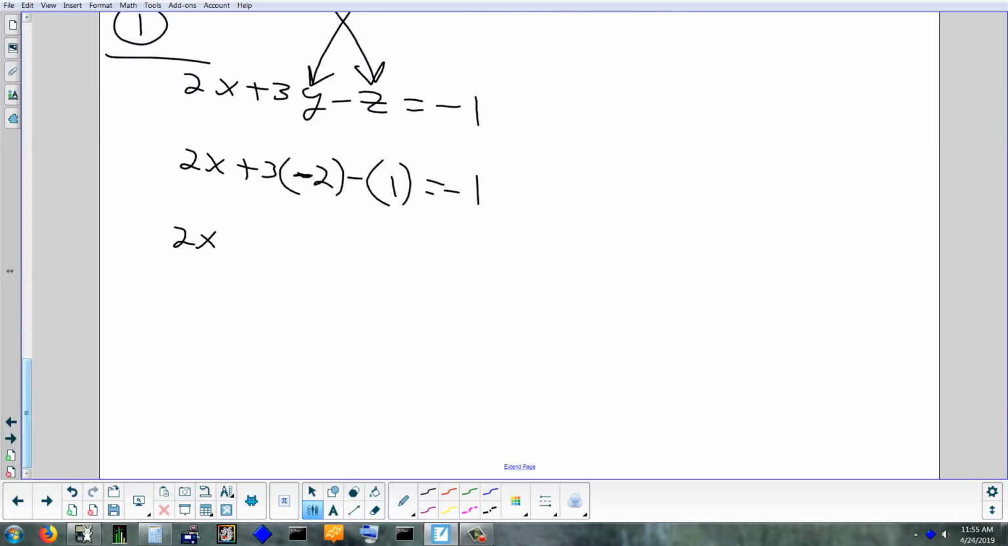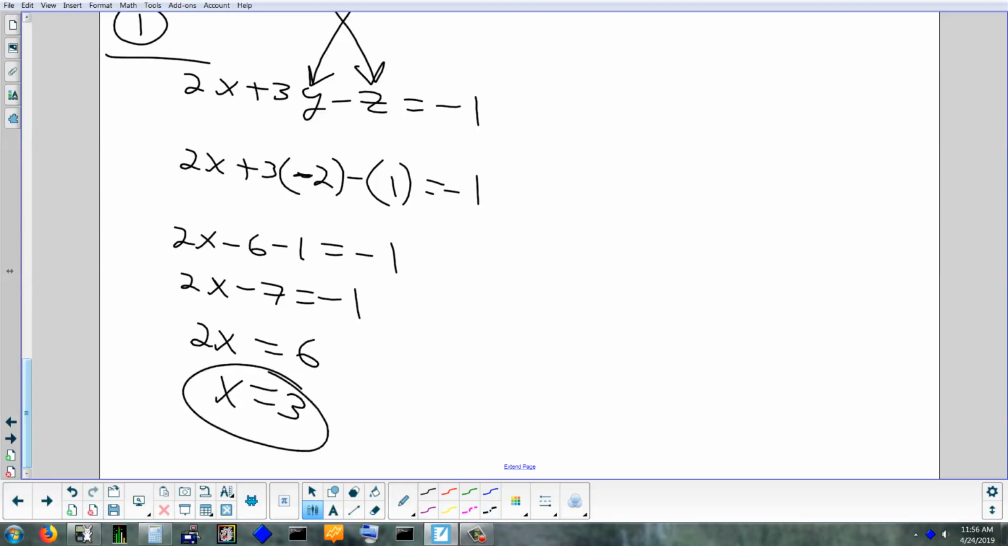Okay. What's 3 times -2? -6. -6 minus 1 gives me -7. I mean, I'm really showing every step here. You could probably do some of this in your head. 2x is going to equal 6. So x equals 3. Perfect.